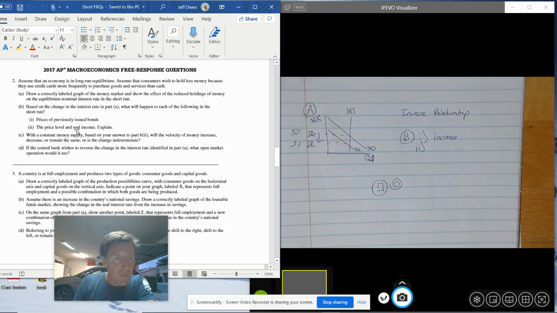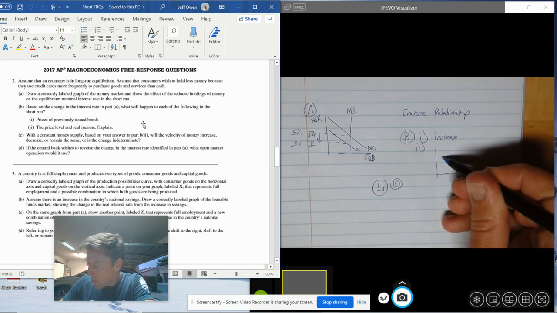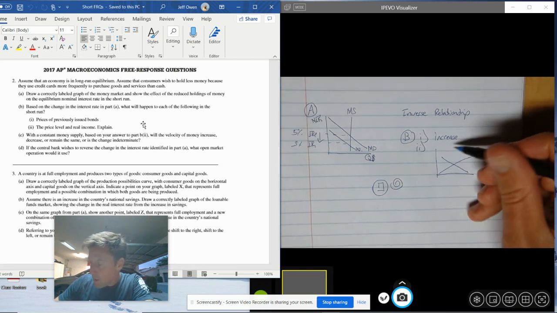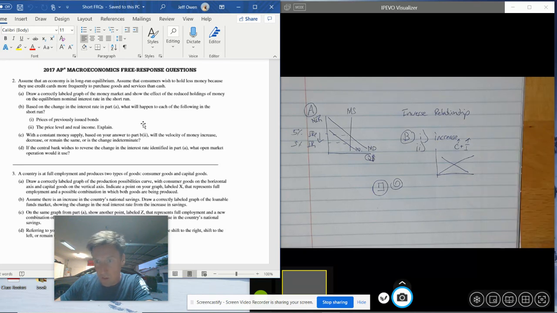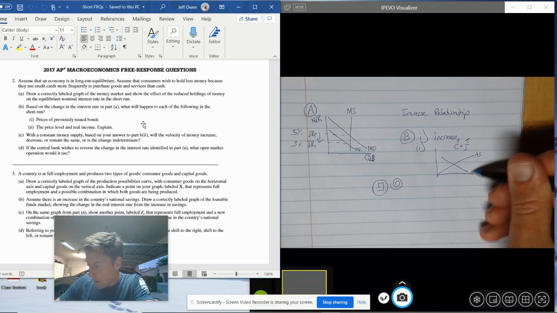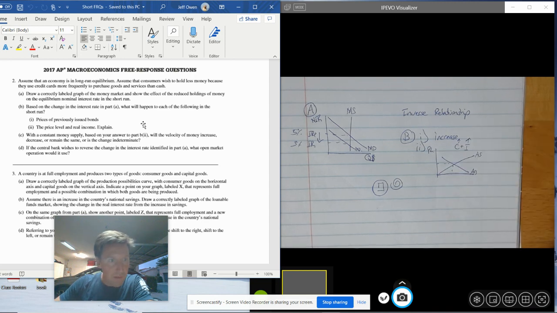What's going to happen to price level and real income? Explain. Oh, cool. All right. Just like our last one, interest rates go down. What's going to happen? Consumers are going to take out loans and spend it, and businesses are going to take out a loan and spend it. AS, AD, this is price level. That's what they're asking us about right here.